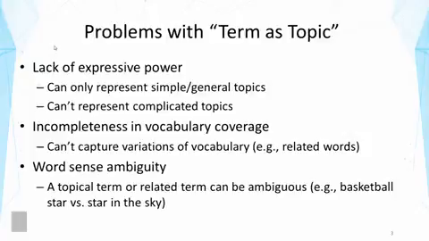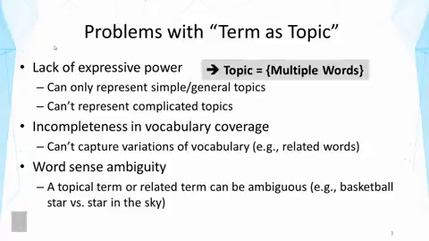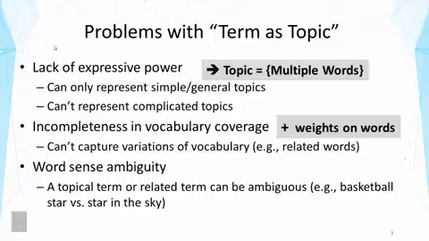So this is a slide that you have seen earlier, where we discussed the problems with using a term as a topic. So to solve these problems, intuitively, we need to use more words to describe a topic. And this would address the problem of lack of expressive power. When we have more words that we can use to describe a topic, we can describe complicated topics. To address the second problem, we need to introduce weights on words. This would allow us to distinguish subtle differences in topics and to introduce semantically related words in a fuzzy manner.